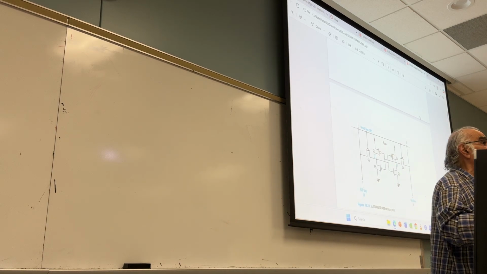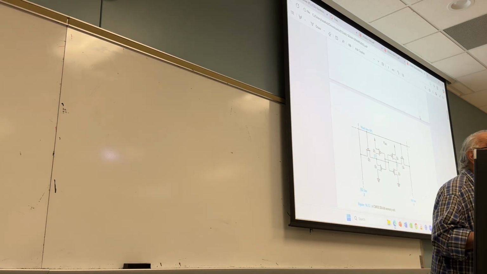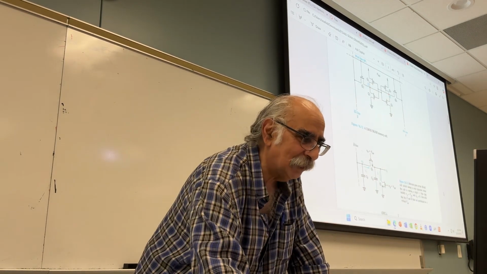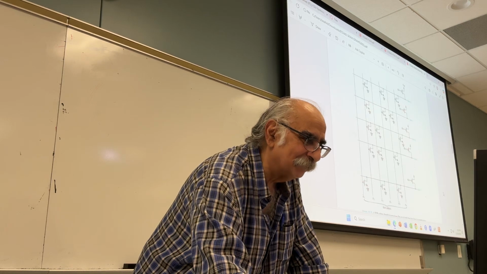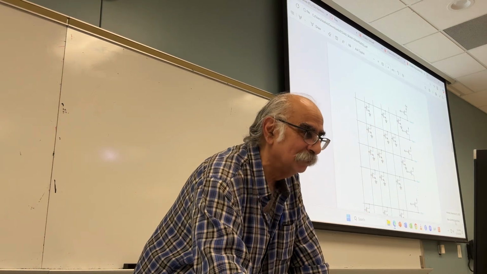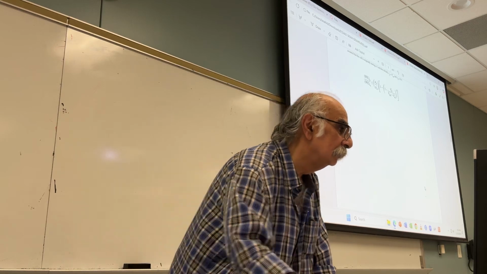Remember the row decoder? Let's look at it one more time. Do you see row 0, row 1, row 2, row 3, and so forth? This is called a laser pointer.